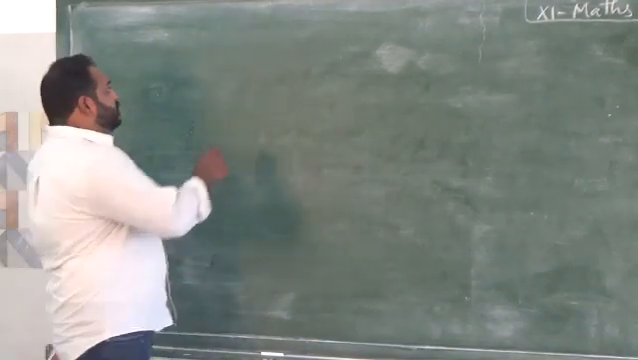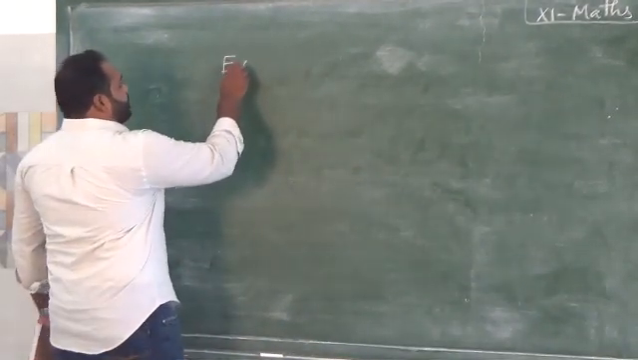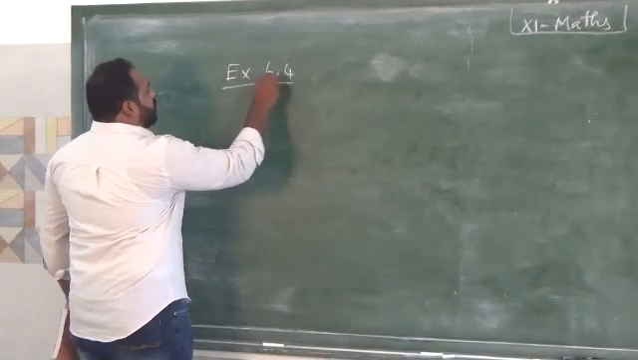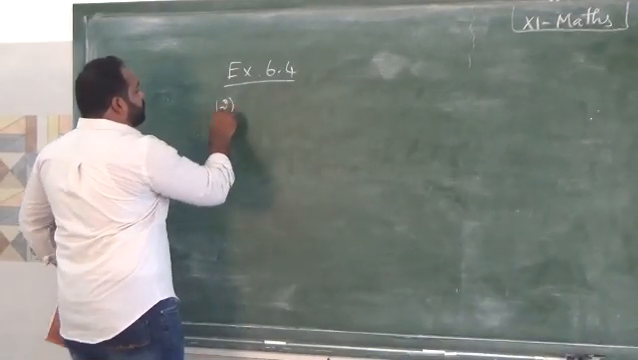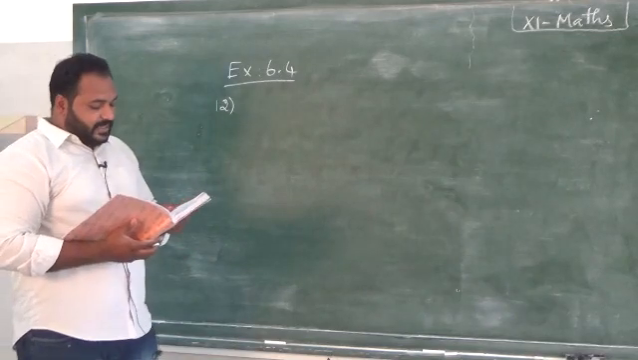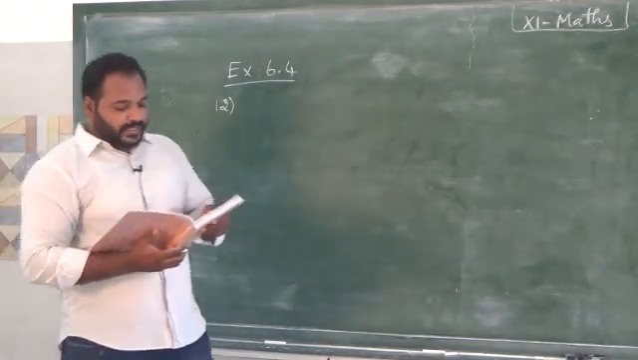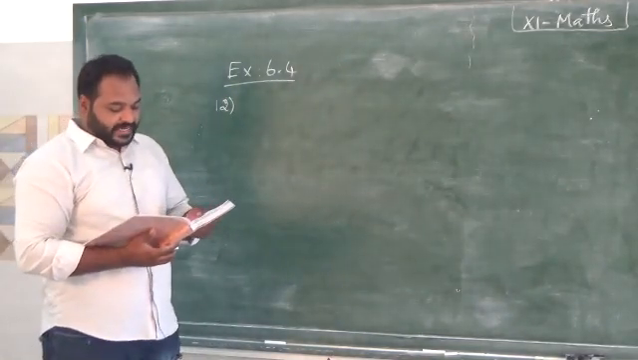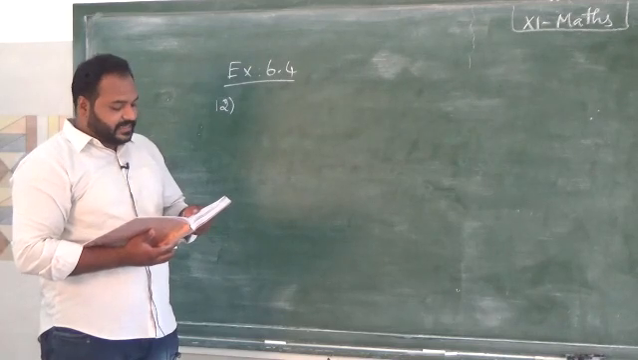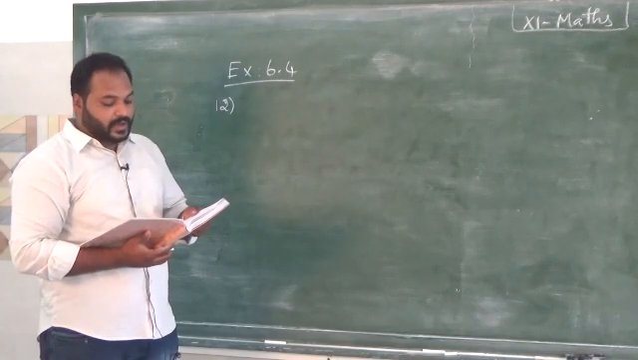Morning guys. Today we are going to see exercise 6.4, problem number 12. Find the value of k if the following equation represents a pair of straight lines. Further, find whether these lines are parallel or intersect.